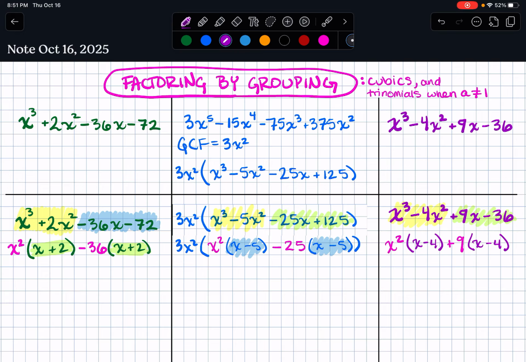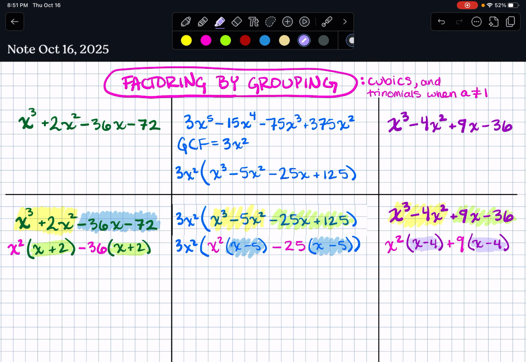So once again, you can see in all three of these, the key step in grouping is that we are aiming to take a GCF out of the front and then take a GCF out of the back such that you end up with these matching binomials, x plus 2, x plus 2, x minus 5, x minus 5, or x minus 4, x minus 4.